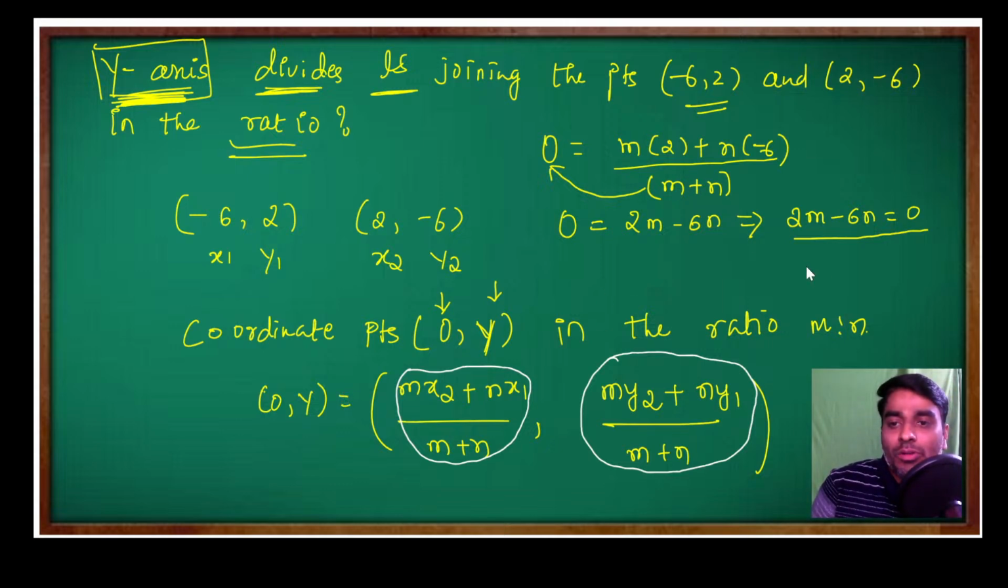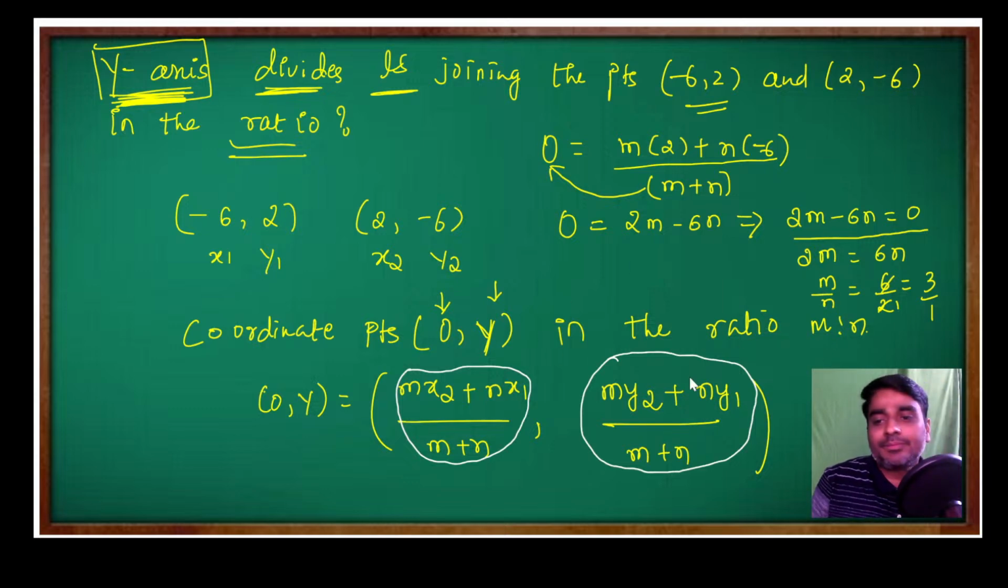Then if you equate, 2m will be equal to 6n. Then what will m by n be? m by n will be 6 by 2. Just shifting: n comes this side, 2 goes that side. 2 ones are 2, 2 threes are 6. So 3 by 1. Then the ratio is 3 is to 1. 3 by 1 means 3 is to 1. That's it. Very simple.